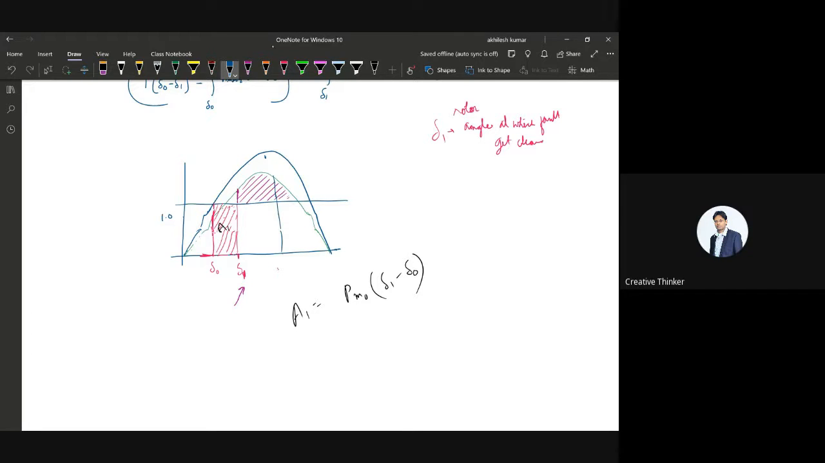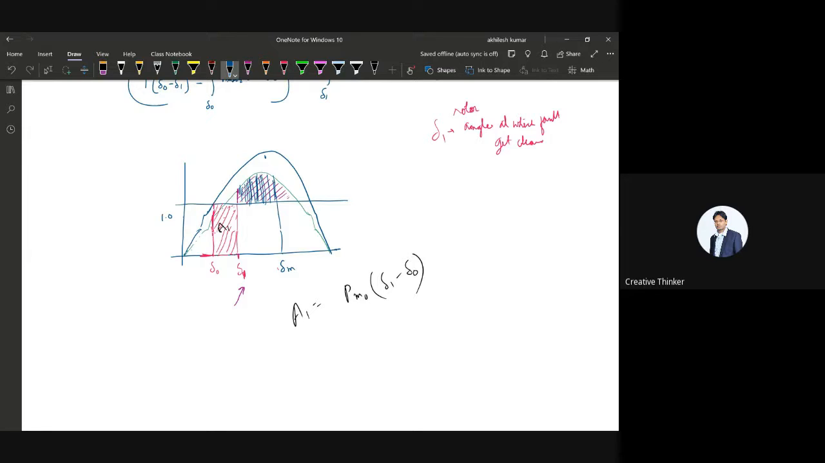Let delta max be here. Now you have to find this area. Sir, what is the point delta max exactly? Delta max is the maximum rotor angle at which the machine will decelerate.